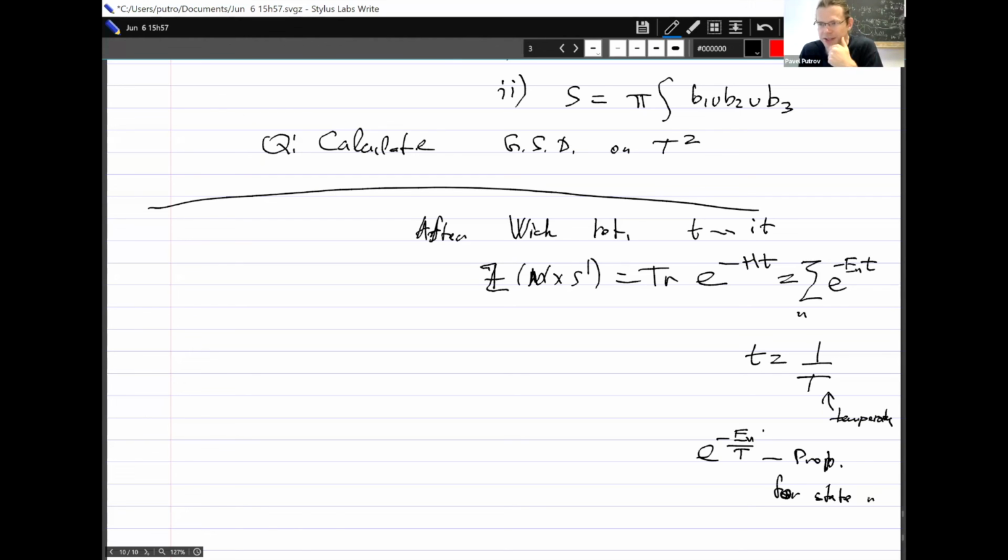So this is not a physical space-time. The physical space-time should be Lorentzian, but there will be issues with putting a Lorentzian metric here. Anyway, this is usually understood after doing this Wick rotation, with Euclidean space.